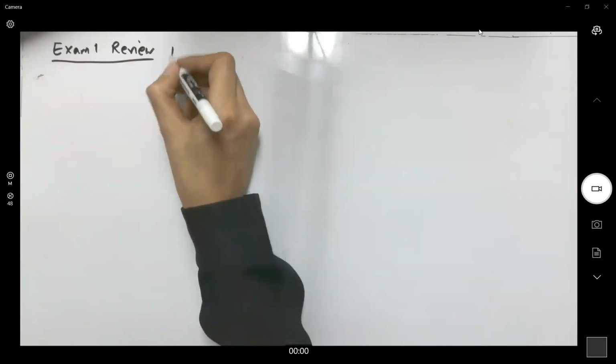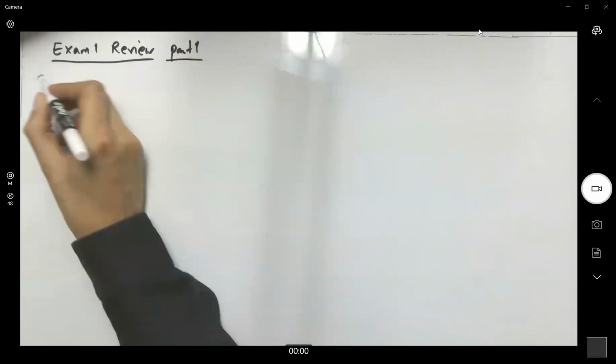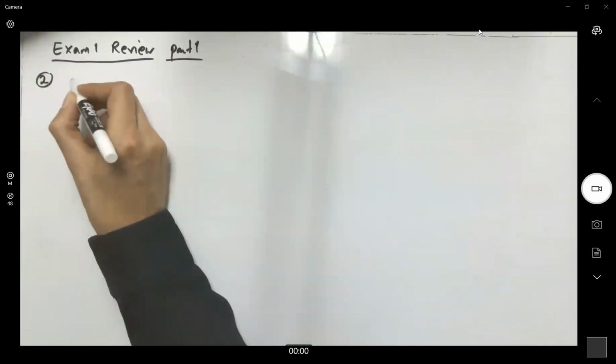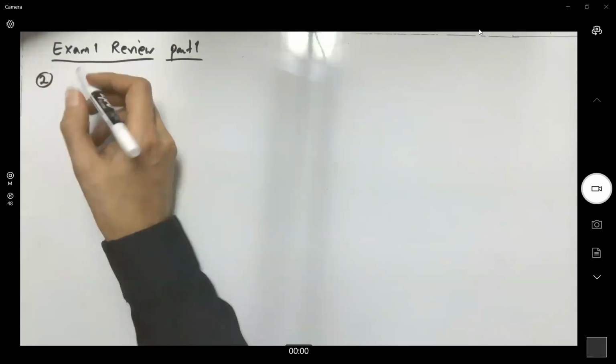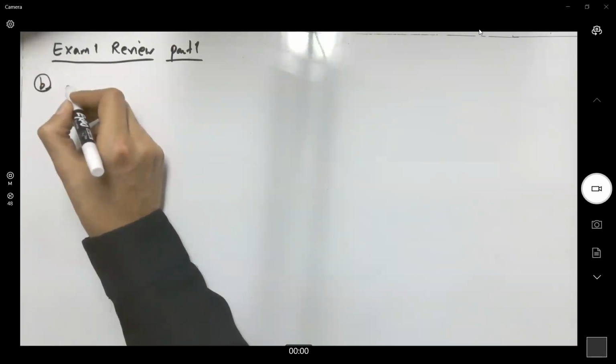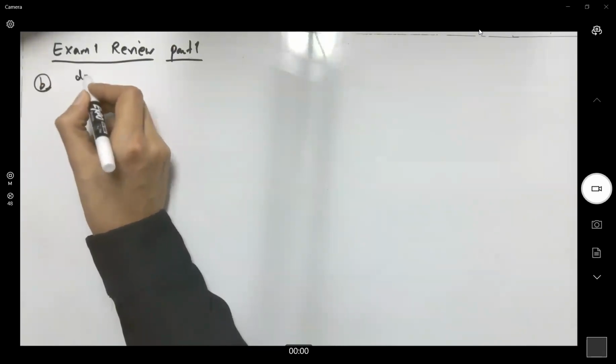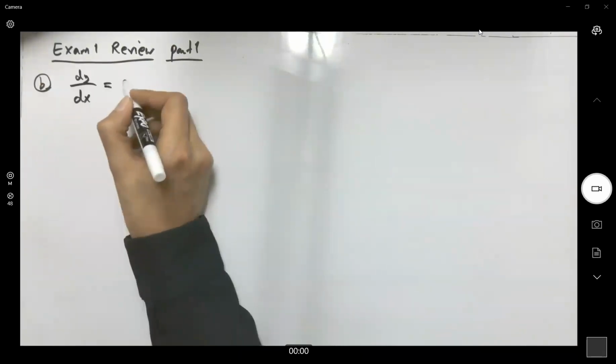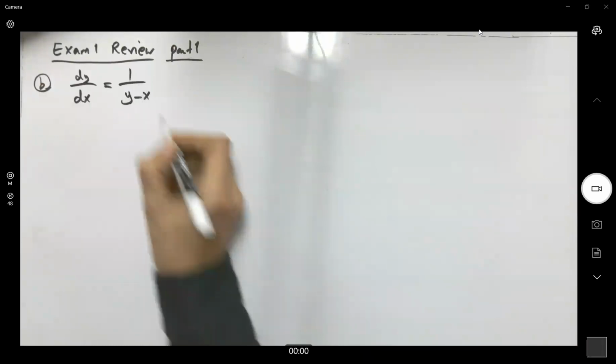So let's take a look at question 2. In question 2, this is still on part 1. Question 2 says you have, or this is B, you have dy over dx, which is equal to 1 over y minus x.